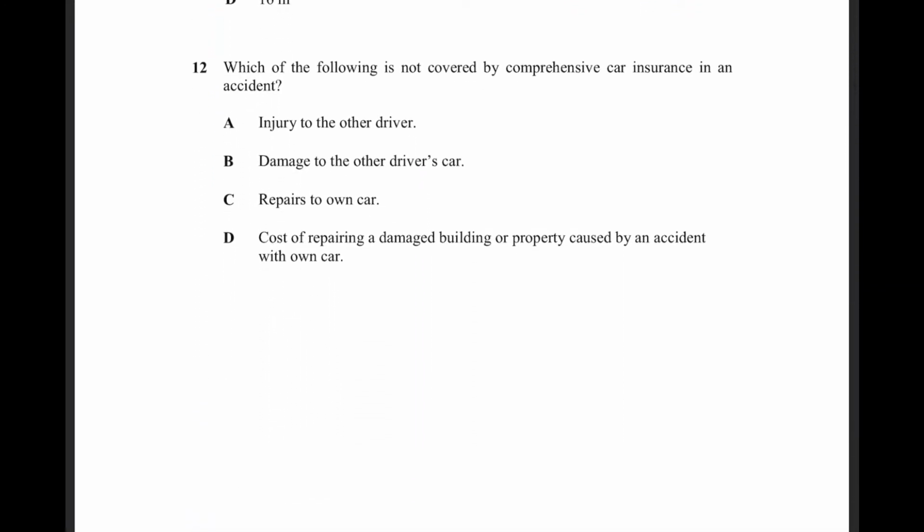Question 12. Which of the following is not covered by comprehensive car insurance in an accident? Comprehensive car insurance covers damage to a car, caused by another car or your car. It does not cover third-party insurance, so that's injury to somebody else, that's your green slip. In this case, it just has to do with any damage caused to a car. So let's have a look.